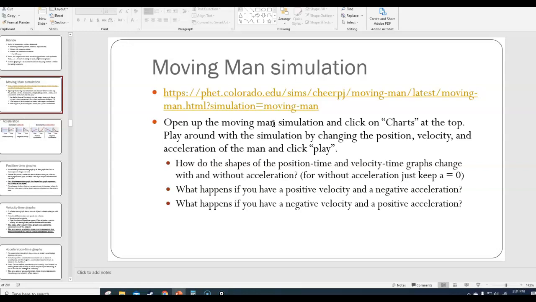And some of the things I want you to look at are how do the shapes of the position time and the velocity time graph change with and without acceleration. Okay, and when I say without acceleration, I mean that the acceleration is just 0. What happens if you have a positive velocity and a negative acceleration? And then vice versa, what happens if you have a negative velocity and a positive acceleration? Okay, so take a few minutes to play around with that simulation and see if you can answer those questions.